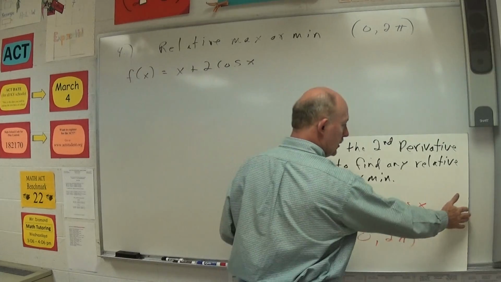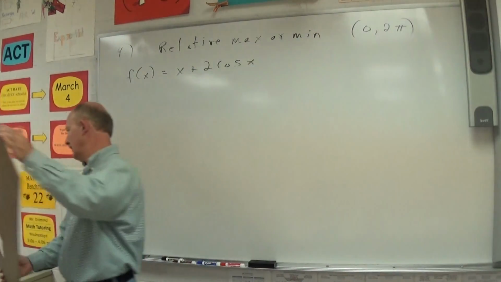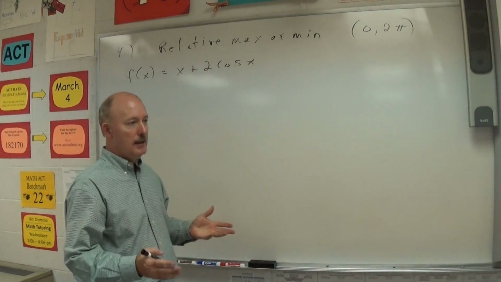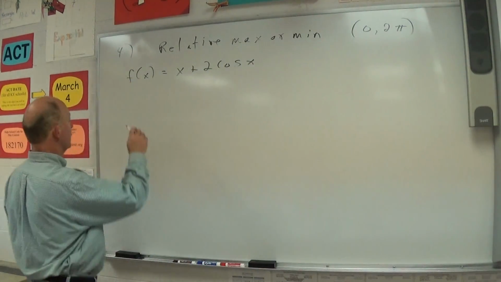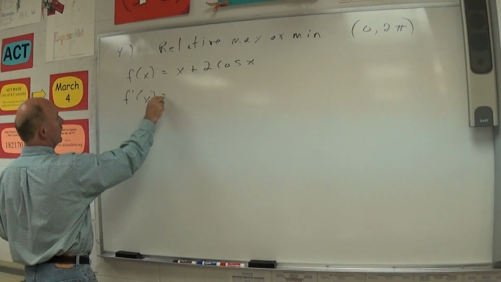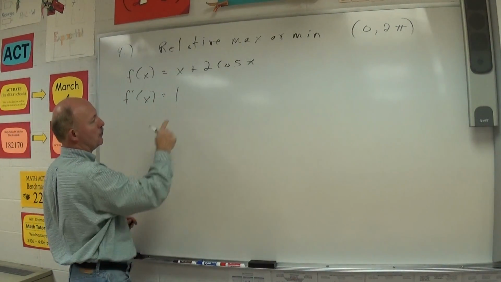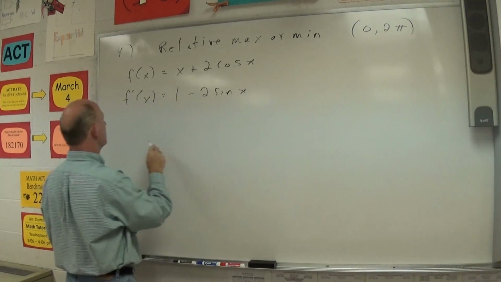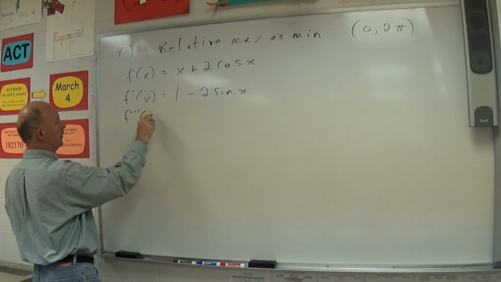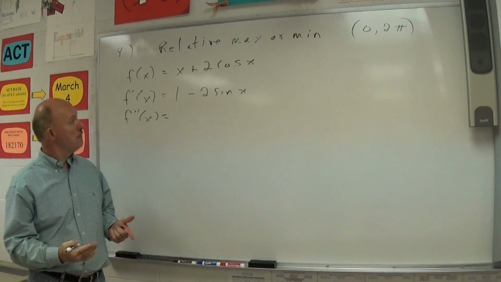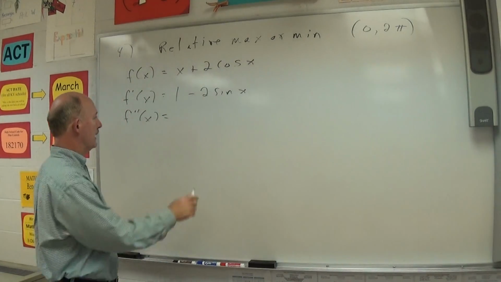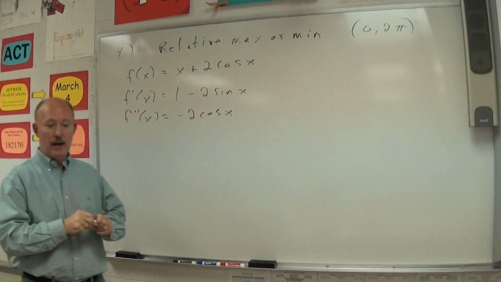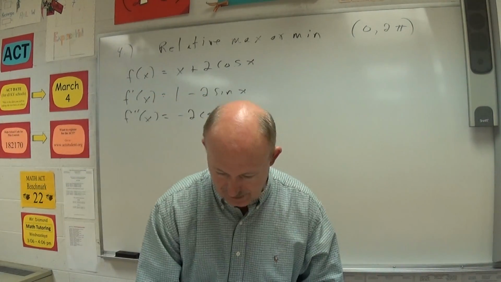Let's see what we get. We're going to use the second derivative test. Let's get the first derivative to begin. The derivative of x is 1, and the derivative of cosine is negative sine, so it would be negative 2 sine x. Now let's get the second derivative. The derivative of 1 is 0, and the derivative of sine x is cosine x, so this would be negative 2 cosine x. Now we have both the first derivative and the second derivative.